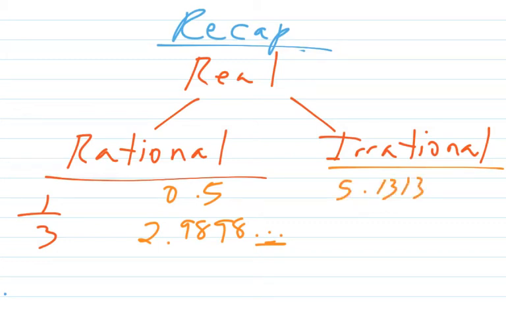5.131, oh, excuse me, that's not irrational. I meant to make it a bunch of random numbers. 1, 3, 8, 7, 5, 2. That's an example of irrational. Okay, it goes on forever with no pattern.